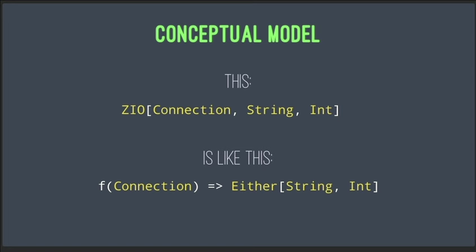And the reason I mention that is because our conceptual model of ZIO looks like this. If you have a ZIO type and the first parameter is Connection, the second one is String, third is Int, you could think of that as being a function that takes a Connection type as its input parameter, and then it transforms that into an Either value of a String and an Int. So if you're ever struggling with a ZIO type like this, just remember this conceptual model. It's like you're getting a connection into a function, and then you're transforming that into an Either result like that.